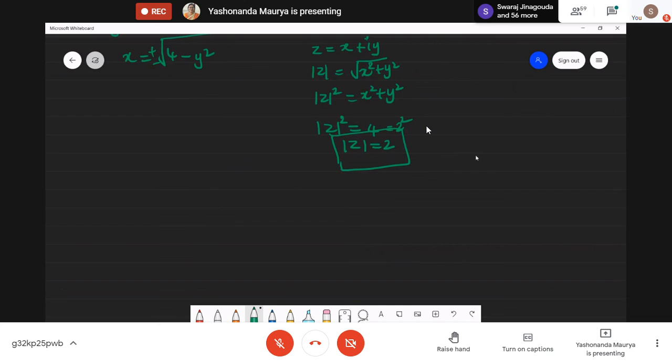But this will give me the entire circle, correct? The entire circle with radius 2. Now, if I just want to have some part of this particular circle, only this one in the positive quadrant, how do we denote this part of the circle?